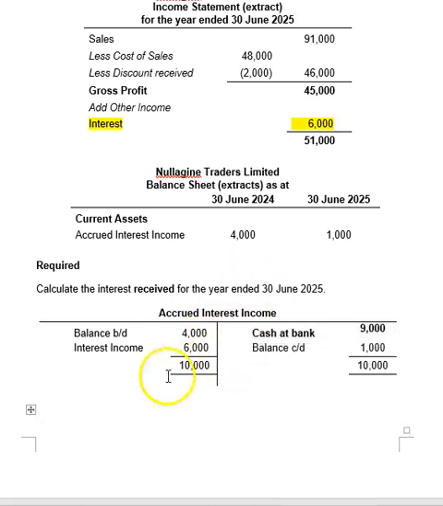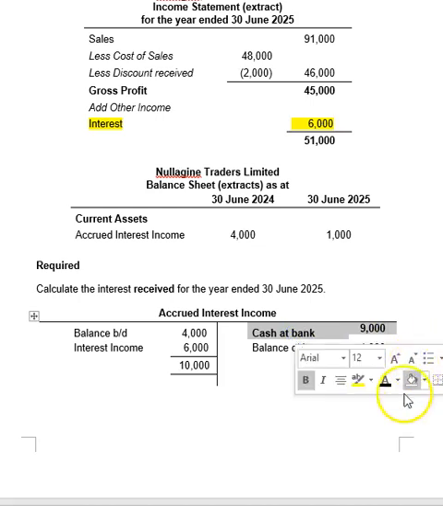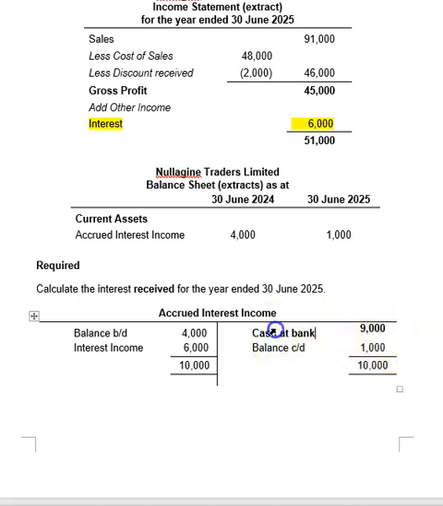So the story behind these T accounts is that at the beginning of the year, they owe me $4,000 worth of interest. During that year, I earn even more, so they owe me even more. They're supposed to owe me 10,000. But at the end of the year, they only owe me 1,000. They owe me less, because they have already paid me 9,000. So this is the amount that I received from the bank.